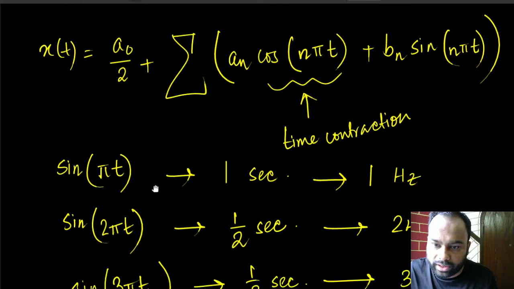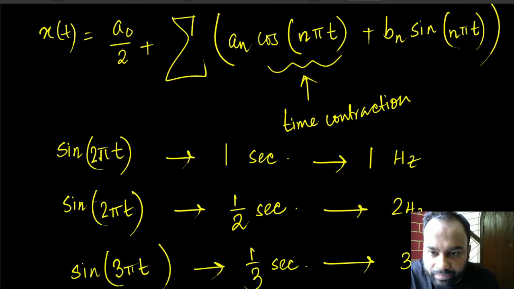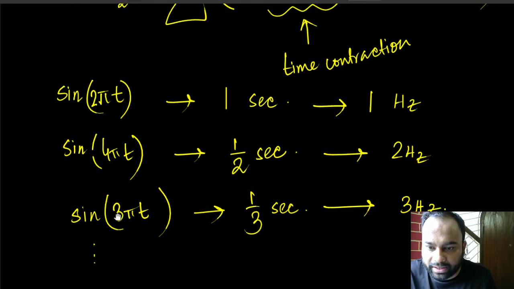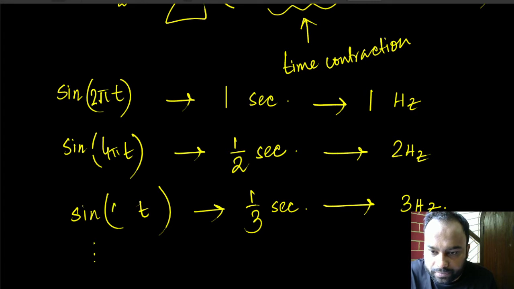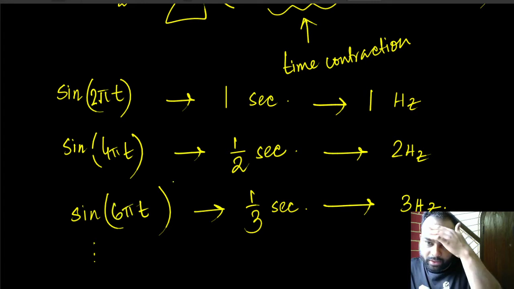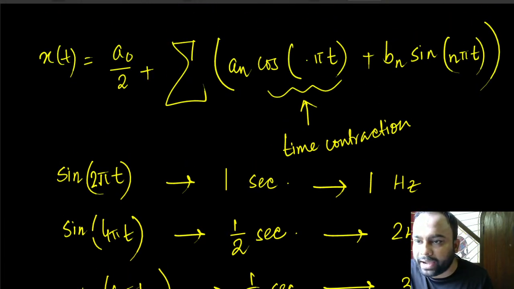Oh, sorry, one more thing. That's going to be 2 pi, right? That's going to be 2 pi, that's going to be 4 pi, and that's going to be 6 pi, and so on. Okay, like that. So this is going to be n into 2 pi, right?